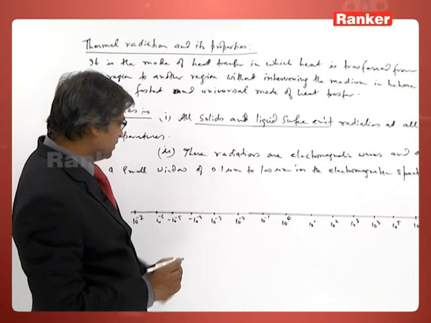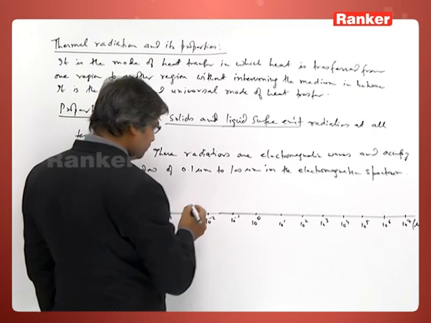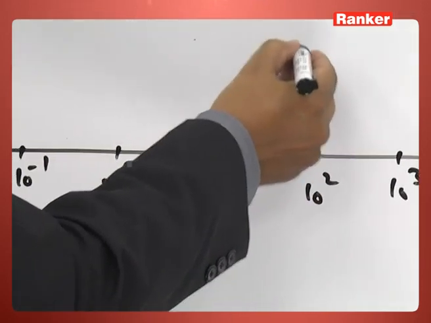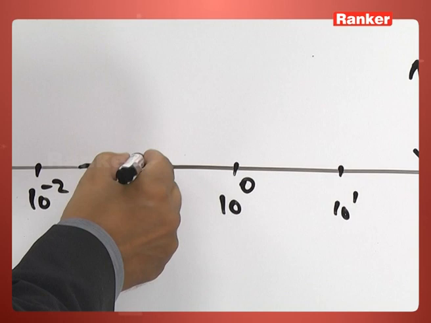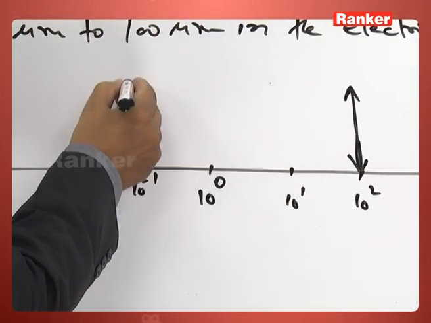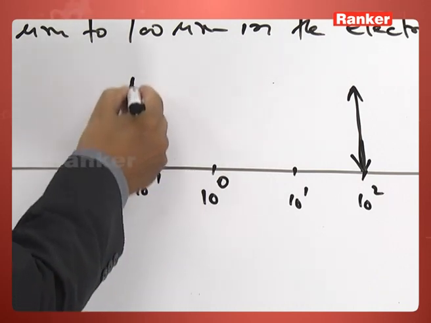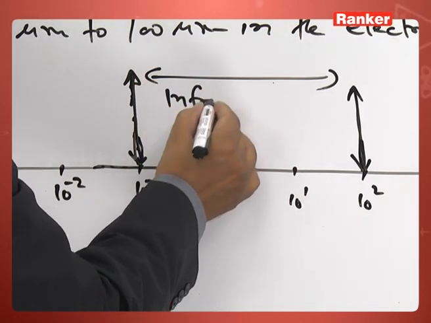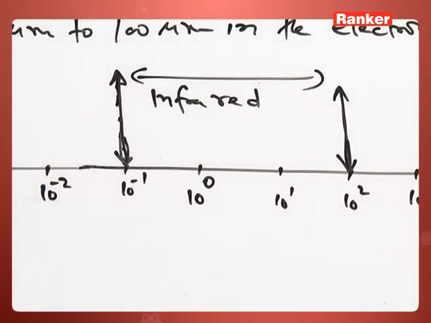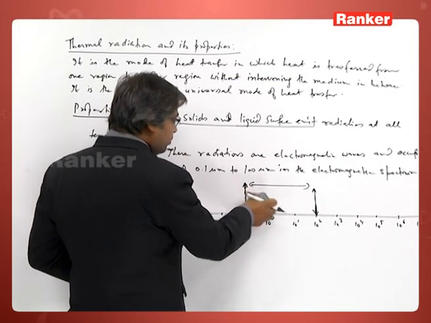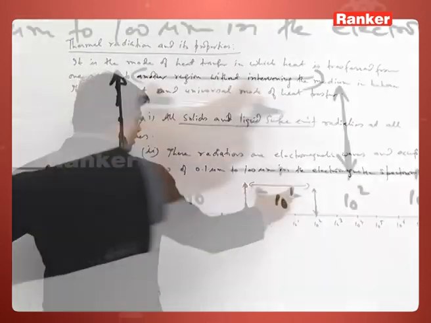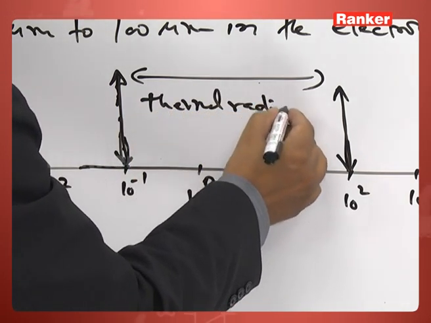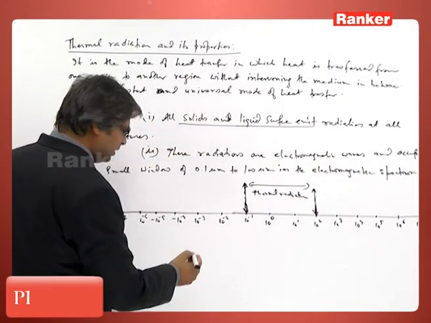So, now you see this 0.1 micrometer to nearly this range. This is the range from here to 10 to the power minus 1. So, you can see this range of this entire spectrum. I call this infrared, or the thermal radiation. This is actually infrared, not only infrared, others are there. So, this entire spectrum will be thermal radiation.